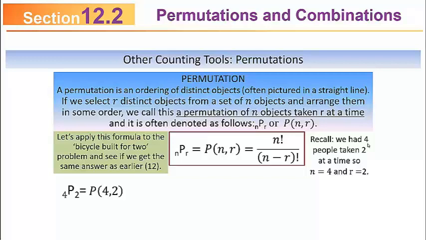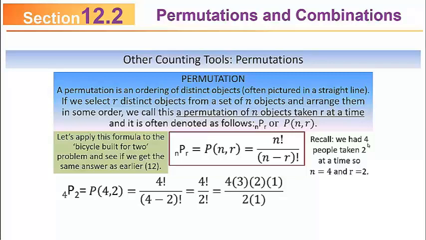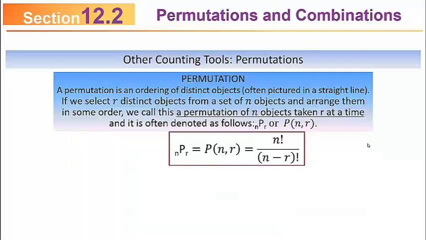So if you plug in 4 for N and 2 for R, you get 4 factorial over the quantity 4 minus 2 factorial. Well, 4 factorial over 4 minus 2 factorial is 4 factorial over 2 factorial. 4 factorial is 4 times 3 times 2 times 1. 2 factorial is 2 times 1. That's 24 over 2, which is 12. Gives us exactly the same answer we got before. So a very important formula. This is the formula for the permutation of N things taken R at a time.